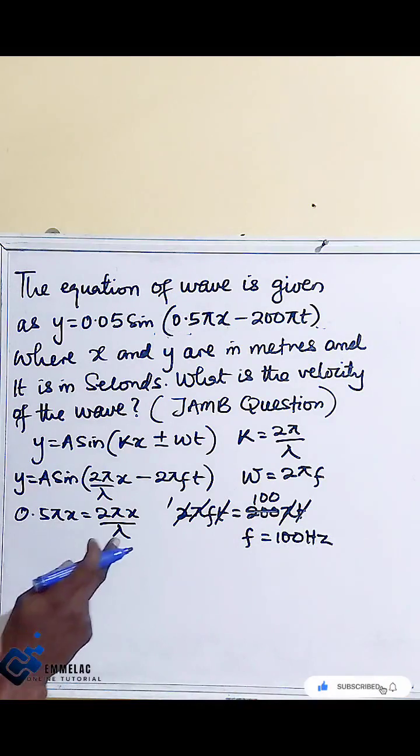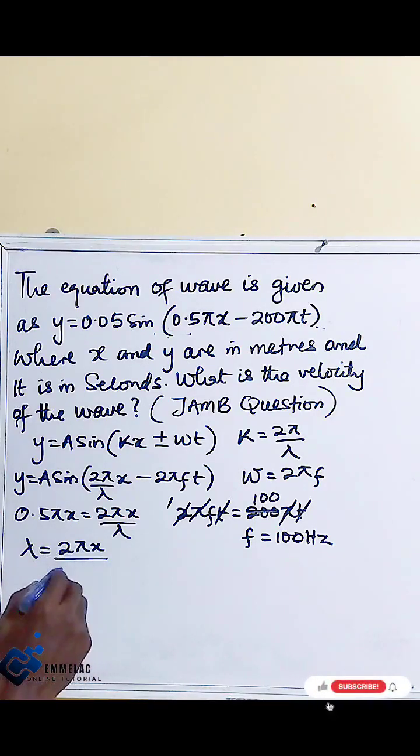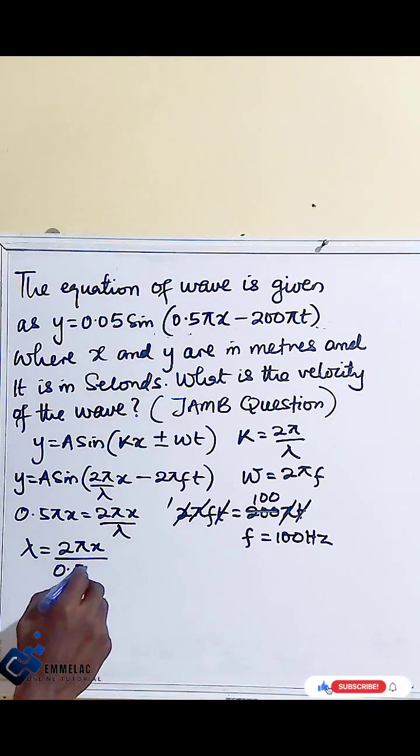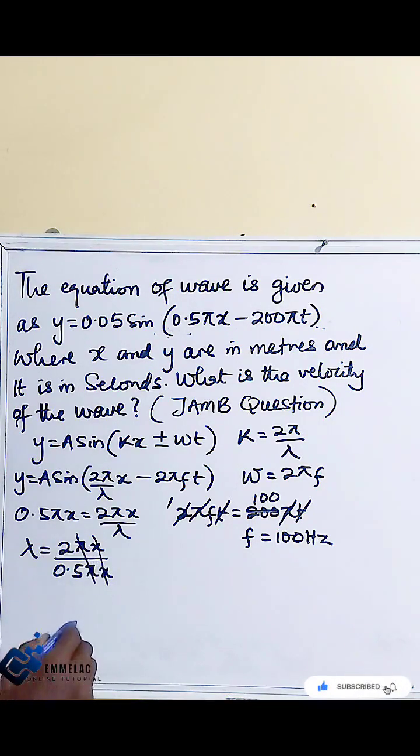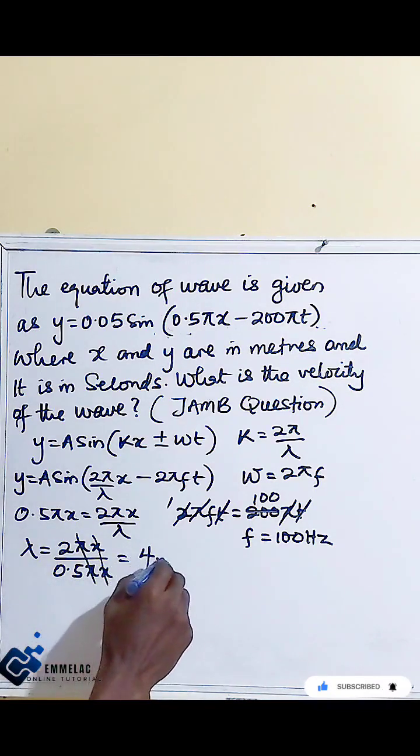And to this end, making lambda the subject of the formula, we can now say lambda equals 2 pi x all over 0.5 pi x. x eliminates x, pi eliminates pi. So at the end of the day, here we have what? 4 meters.